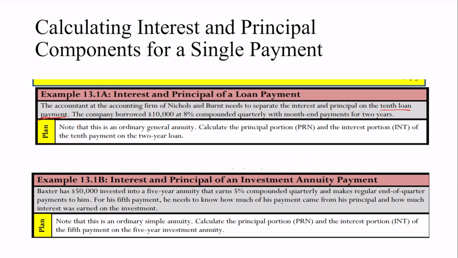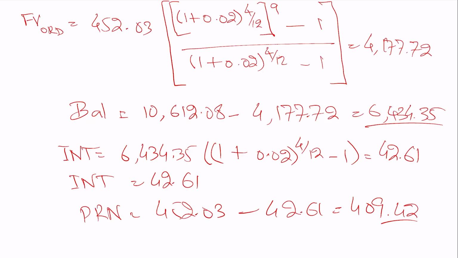Now the second question: Baxter has 50,000 invested into a 5-year annuity that earns 5% compounded quarterly and makes regular end of quarter payments to him. He wants to know how much of the payment comes from his principal and how much interest is earned on this investment.